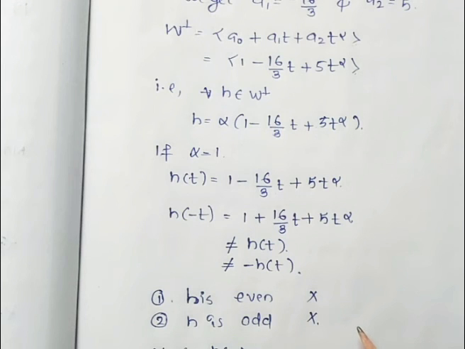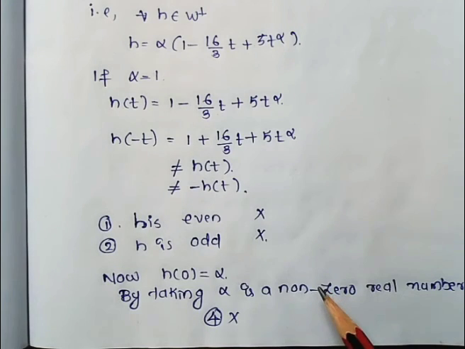Now our fourth option says that h of 0 is equal to 0. For verifying, we have to calculate h of 0. Substituting t equal to 0, we get h of 0 equal to alpha. So this is equal to 0 only if alpha is equal to 0. By taking alpha as a non-zero real number, we get h of 0 not equal to 0. Therefore our fourth option, h of 0 equal to 0, is a wrong statement.